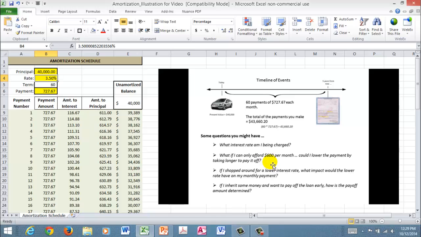Remember, we're using a 3.5% rate, and we had a payment amount of $727.67. That payment amount, you can see it's the same amount every month. It's an equal level payment. Now, the fancy term for that in finance is an annuity. In fact, there's a difference between an ordinary annuity and an annuity due. Those are two different things, and the only difference is the timing in which you are making that payment.